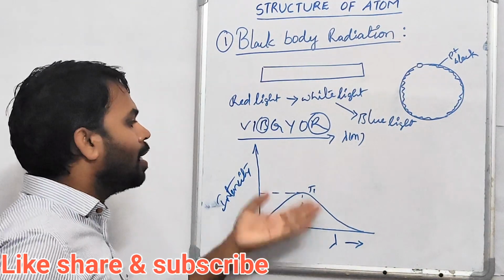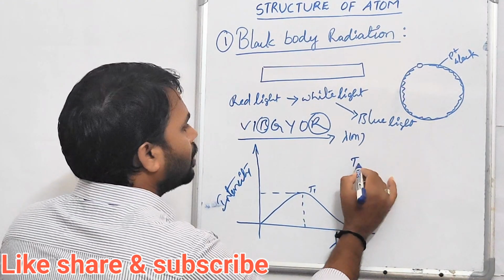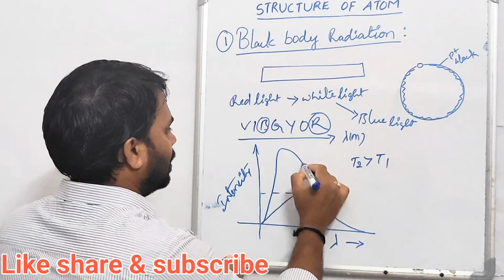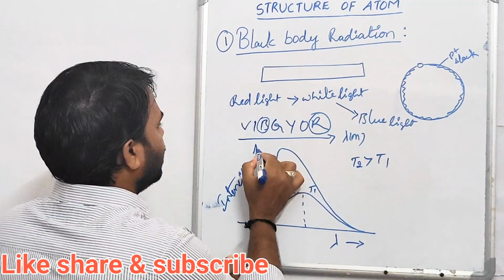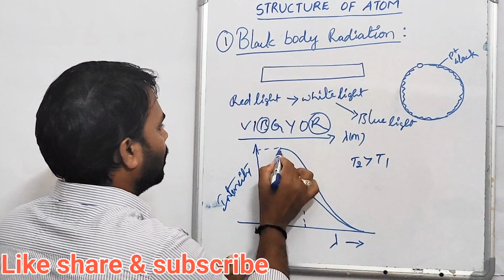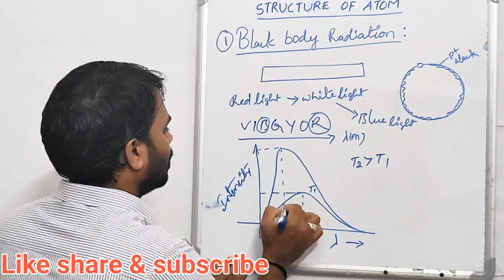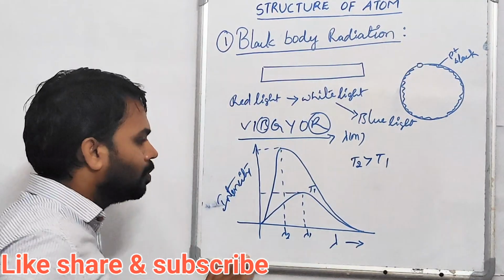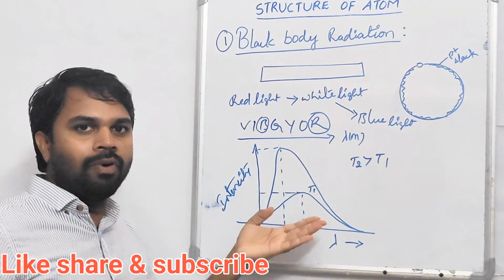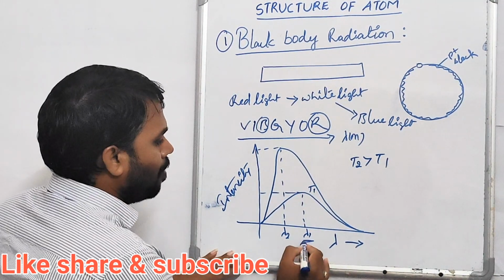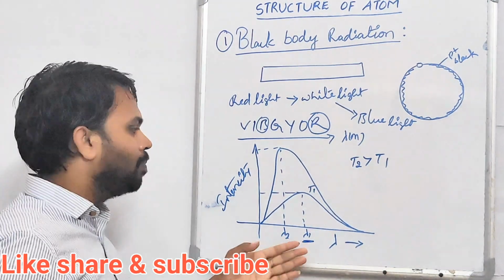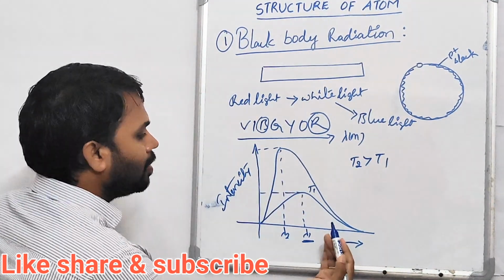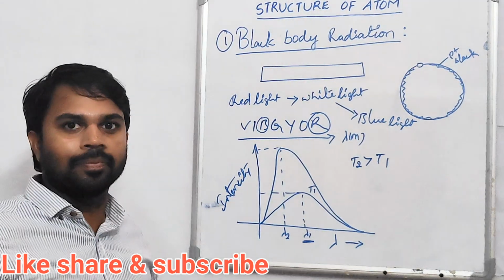Now I am increasing the temperature from T1 to T2. T2 is greater than T1. The graph is like this. At this point, intensity reaches maximum. This is the wavelength, this is lambda 1, and this is lambda 2. At the initial temperature T1, the wavelength is maximum. Now as I increase the temperature, intensity reaches maximum and the wavelength shifts towards the lesser side.